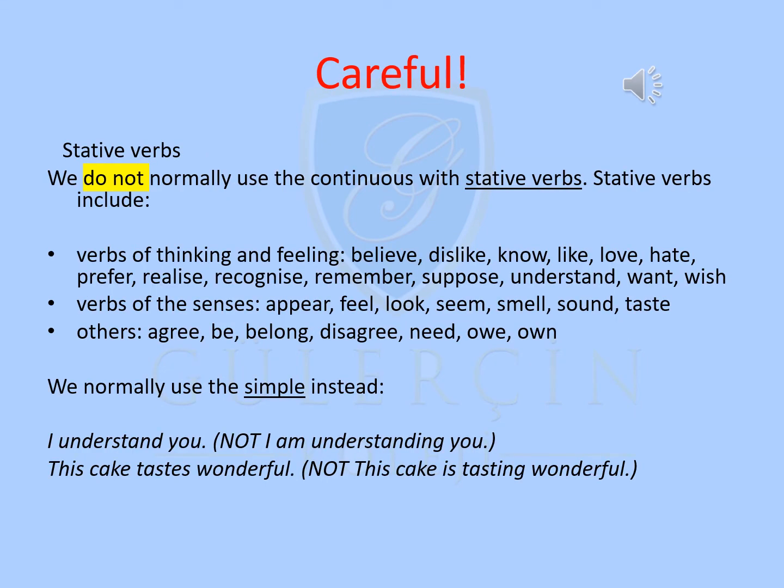Some kinds of verbs that you should pay attention to. We don't normally use the continuous with stative verbs. Stative verbs include verbs of thinking and feeling, such as believe, dislike, know, like, love, hate, prefer, realize, recognize, remember, suppose, understand, want, wish. Verbs of senses: appear, feel, look, seem, smell, sound, taste, and other verbs: agree, be, belong, disagree, need, owe, and own.